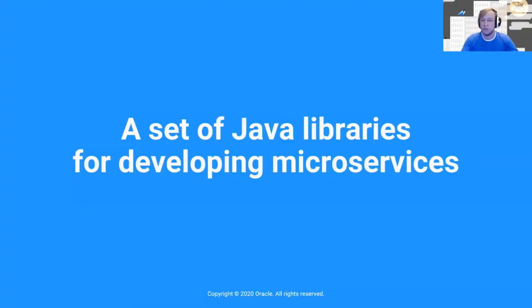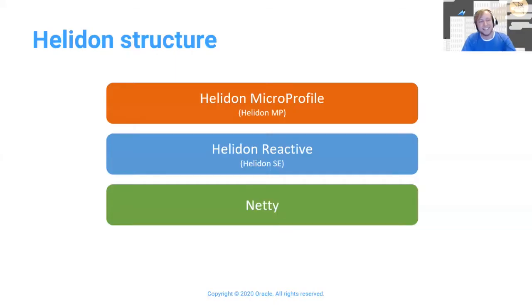So what is Helidon? Well, Helidon itself is a set of Java libraries for developing microservices. That's the definition of it, right? So let's move on to the Helidon structure.